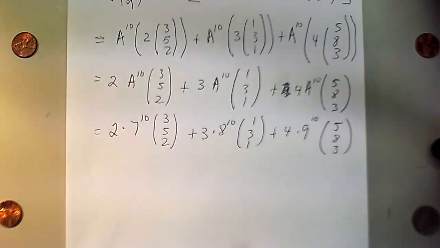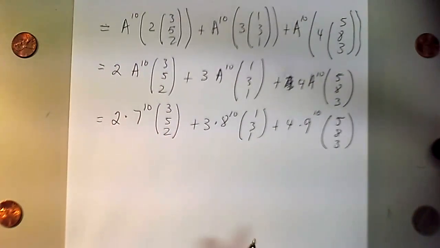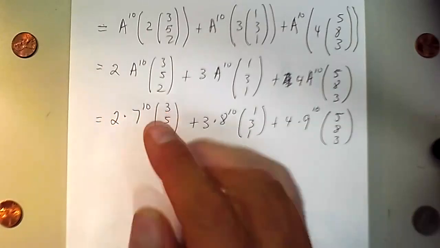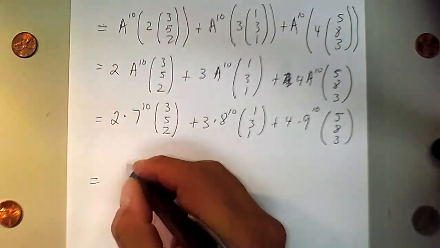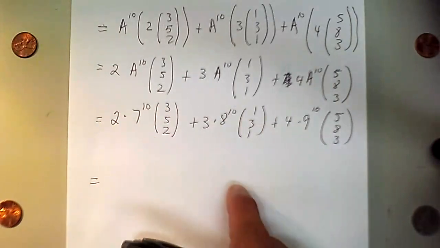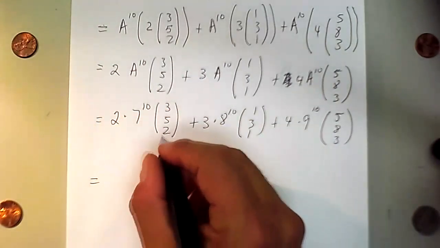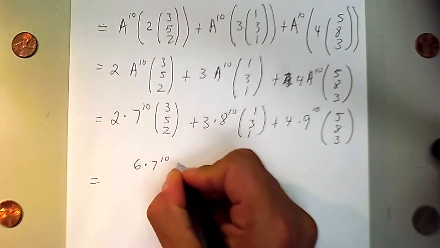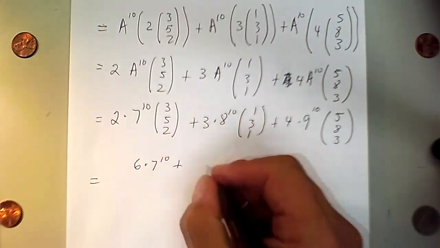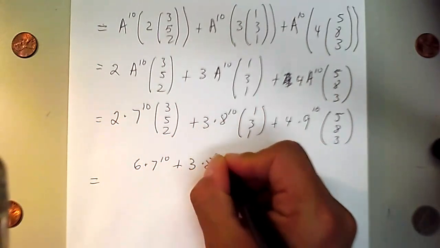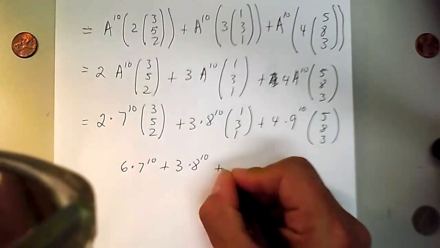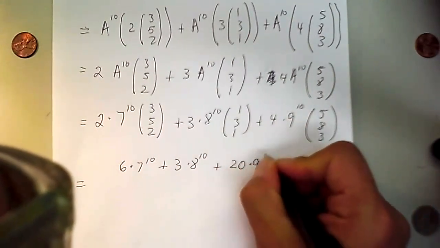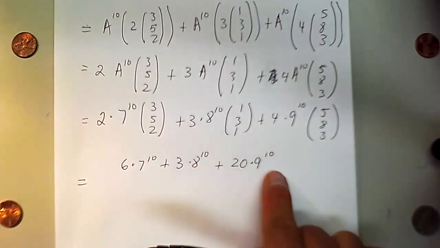Yep. So the answer is not going to be beautiful. It's not going to be particularly simple. 2 times the 3 is 6. So we're going to end up with 6 times 7 to the 10 plus 3 times 8 to the 10 plus 20 times 9 to the 10, since 4 times 5 is 20. So that is the first entry of the vector.